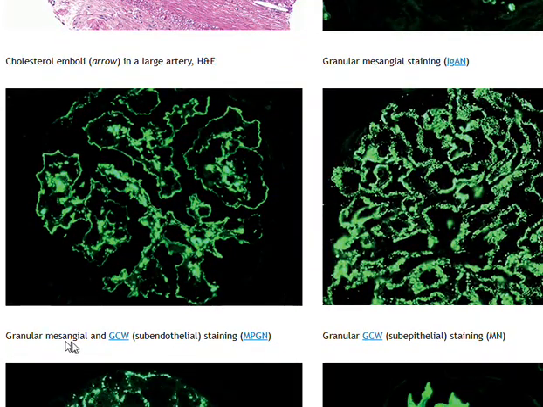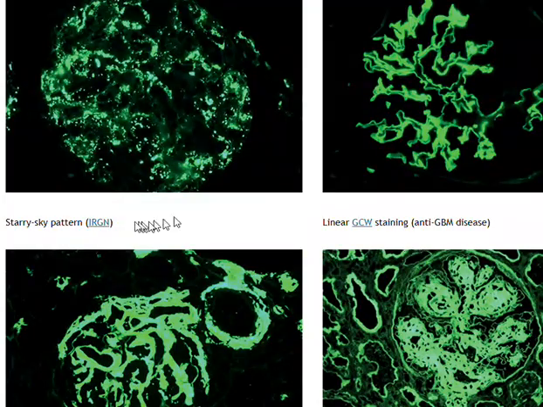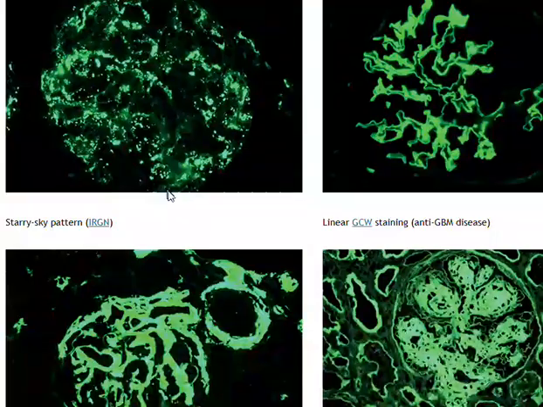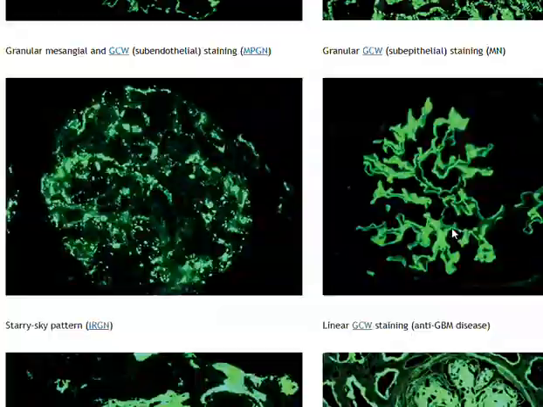Granular mesangial staining, this is IF in IgA nephropathy. And then this is granular mesangial and capillary subendothelial staining in MPGN. This is granular subepithelial staining in membranous. So this is subendothelial, this is subepithelial. This is starry sky appearance in post-infectious glomerulonephritis. And then linear staining in anti-GBM, this right here.